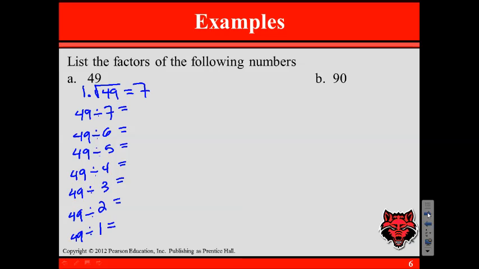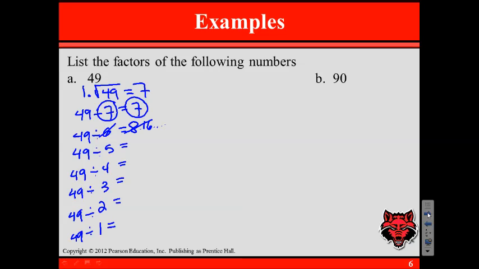So we start by dividing 49 by 7, and the answer is 7. So the number we divided by, 7, and the result, 7, are both factors of 49. Then we take 49 divided by 6. It gives us 8.16, and the 6 continues forever. That's a decimal answer. We don't like it. So 8.16 and 6, neither of those can be factors.